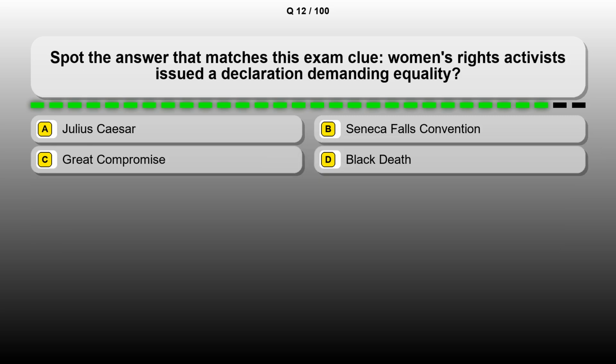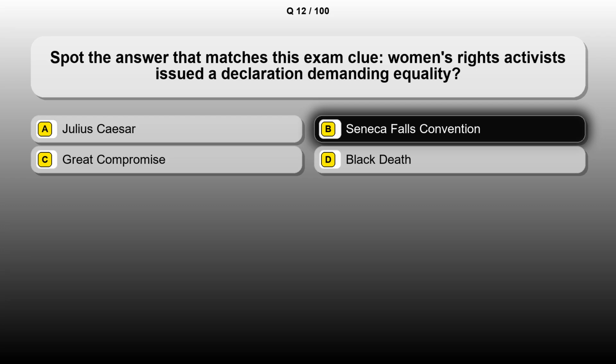Question 12. Spot the answer that matches this exam clue. Women's rights activists issued a declaration demanding equality. Option A, Julius Caesar. Option B, Seneca Falls Convention. Option C, Great Compromise. Option D, Black Death.